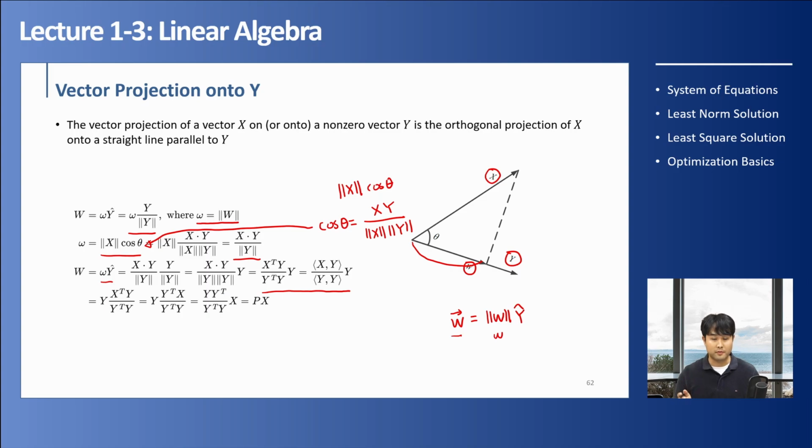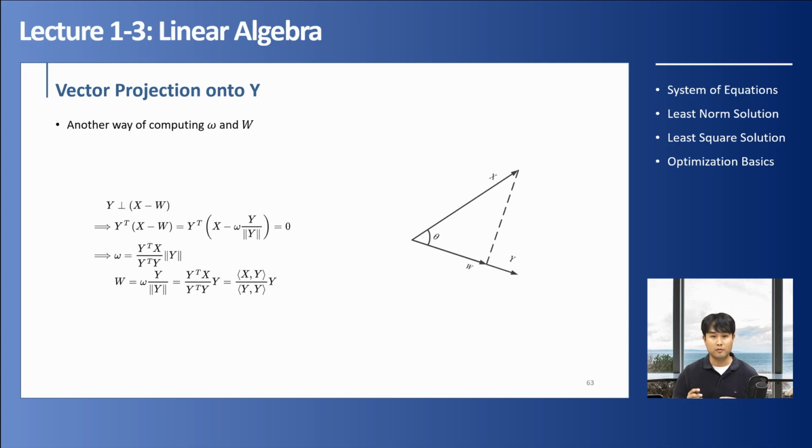We can also further simplify this to represent the projected vector in terms of x, where p is equal to y transposed over y transposed y. So this is the first way to find the projection of a given vector onto another vector. Now the second way to find our projected vector w is to use one of the properties that we've learned earlier on. So if you recall from inner products, if two vectors are orthogonal, then the inner product between those two vectors is equal to 0.